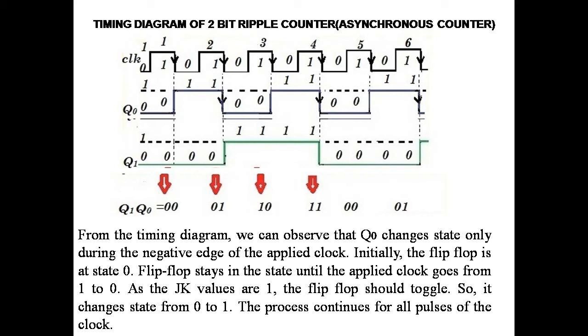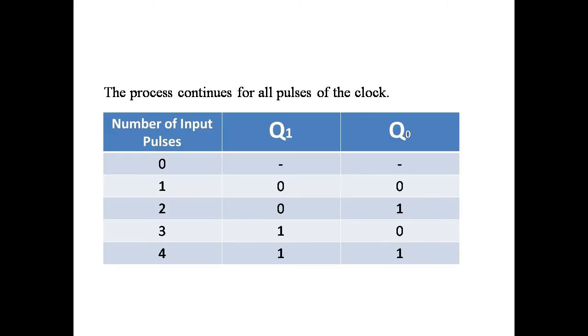So for a 2-bit JK flip-flop counter, the counting goes 0, 1, 2 and 3. So that is why we say this is an asynchronous counter. It is an up counter because the counting goes from 0 to high. Likewise, you can apply the same timing diagram and truth table for a 3-bit JK flip-flop counter.